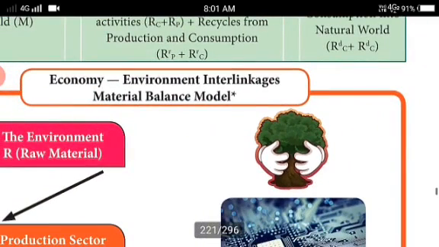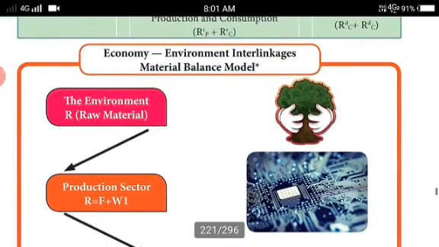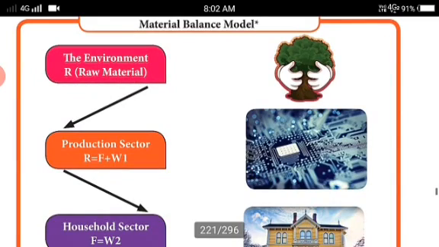How is the economy interlinking with the material balance model? In the picture given here, the environment provides the raw material, which is the input in economics, going to the production sector, which is the producer. The producer produces the consumer goods. So R equals F plus W1.